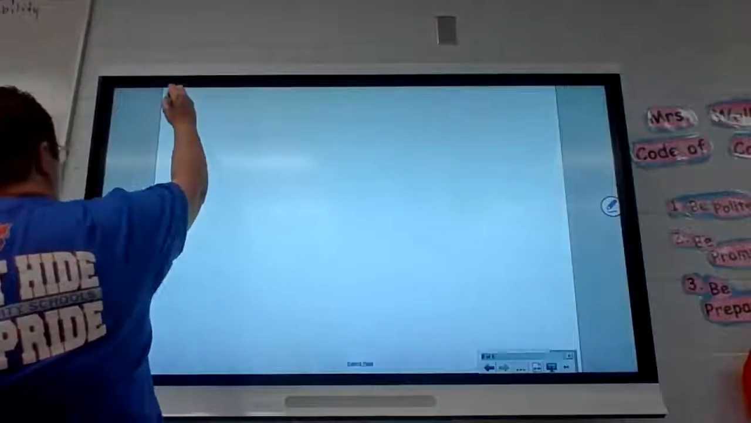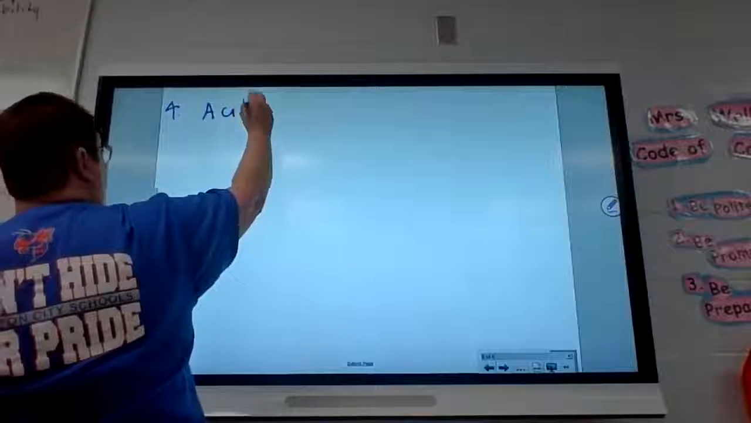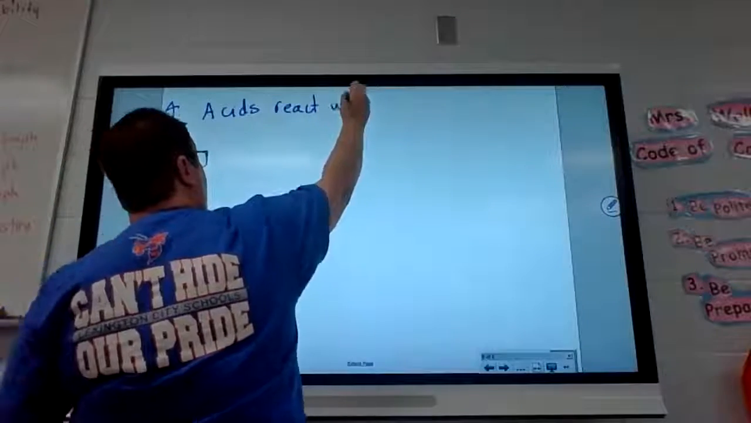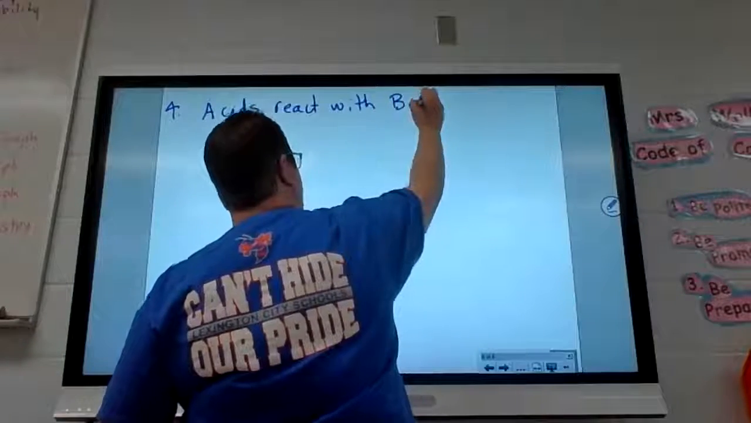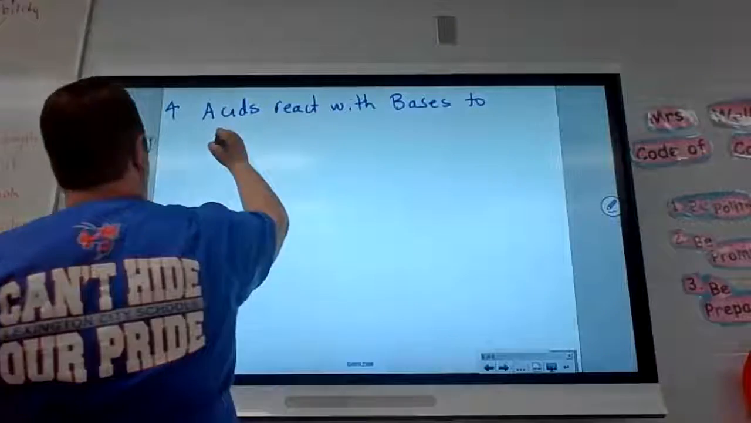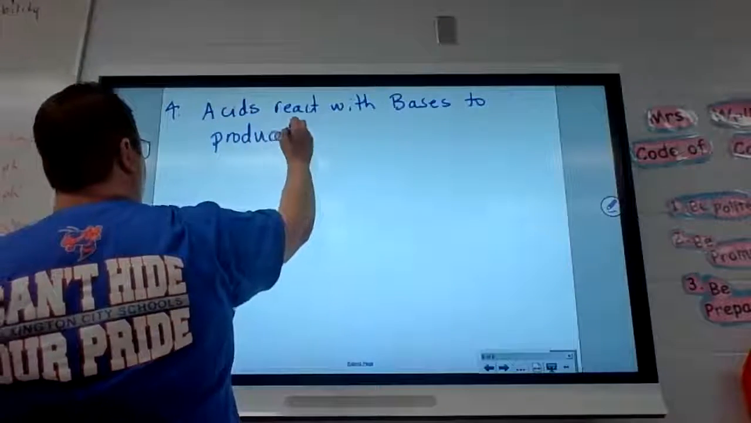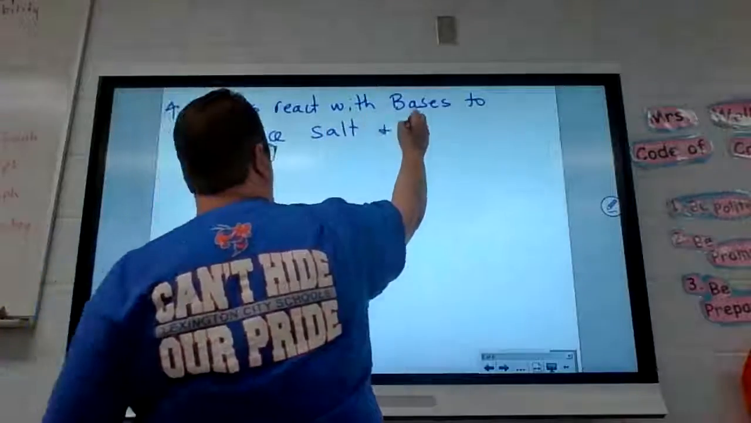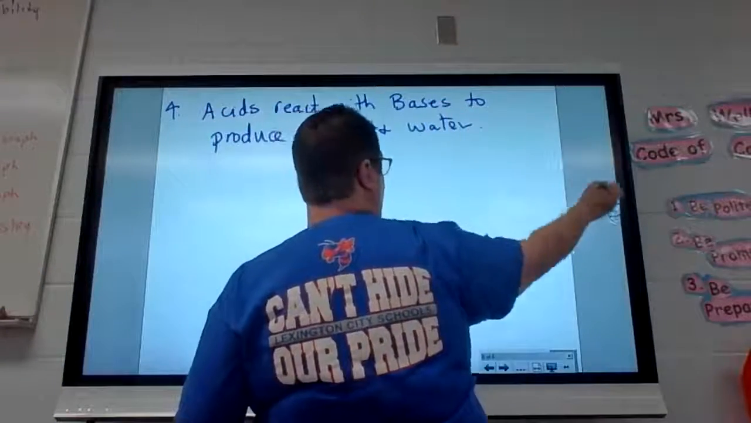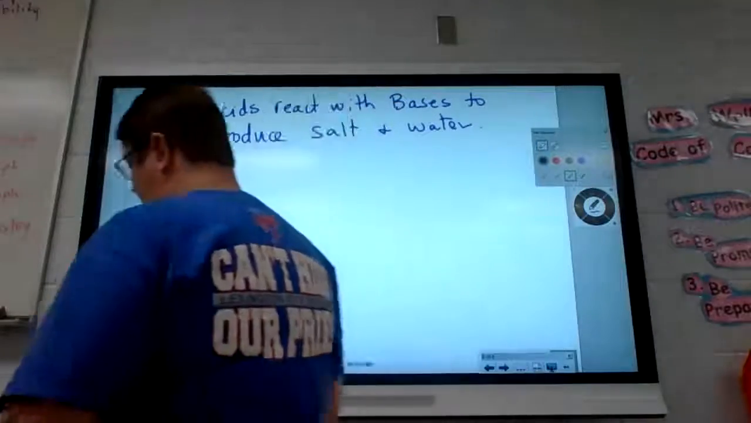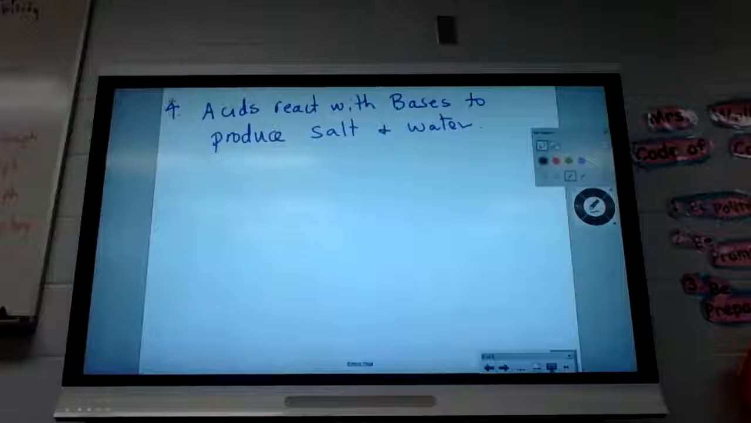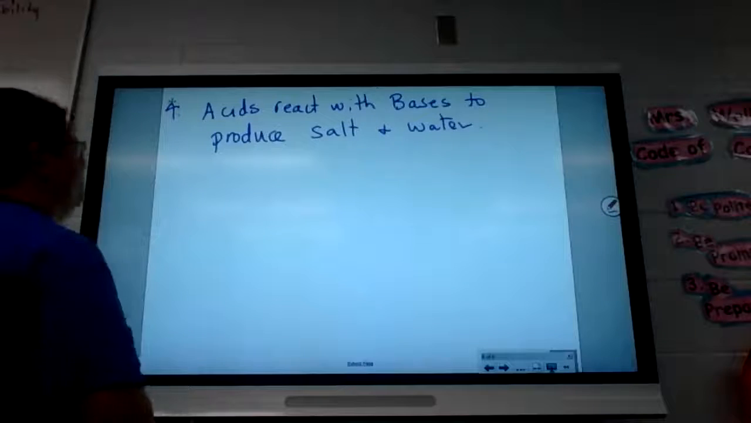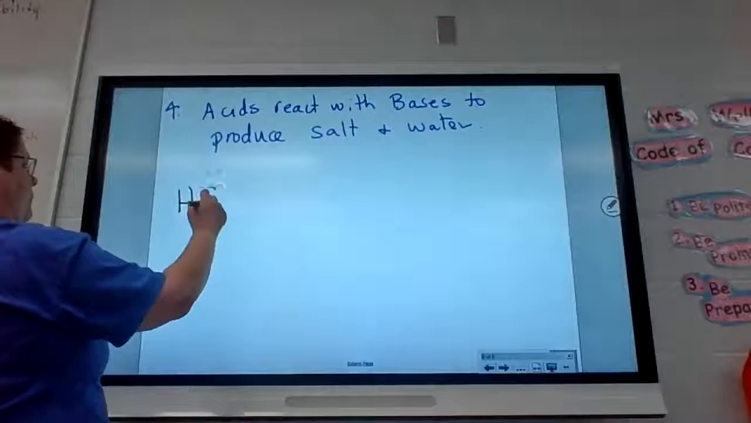All right, so number 4. Acids react with bases to produce salts and water. Okay, acids react with bases to produce salt and water.